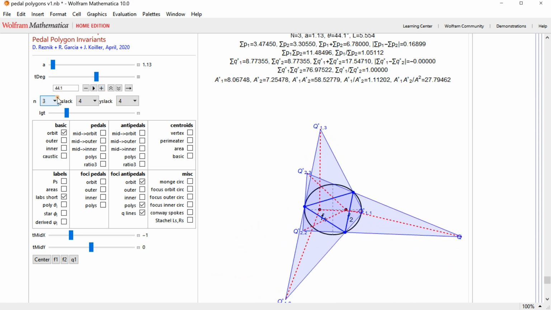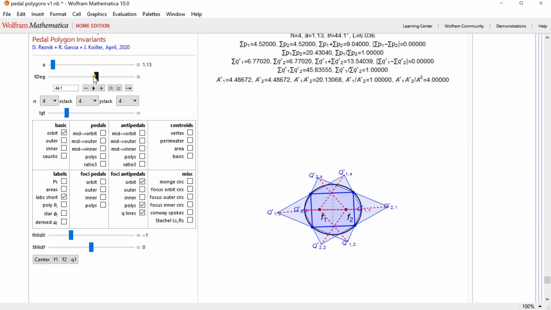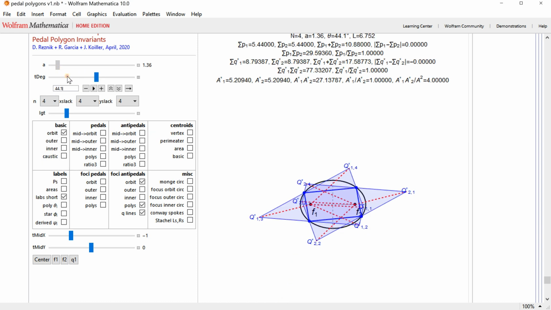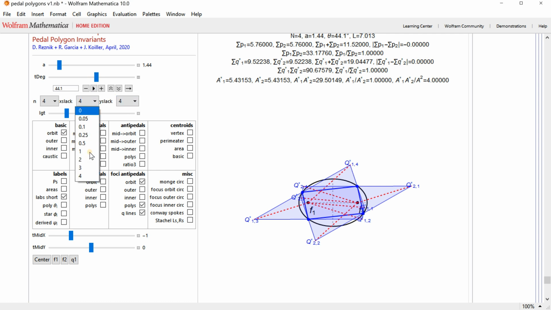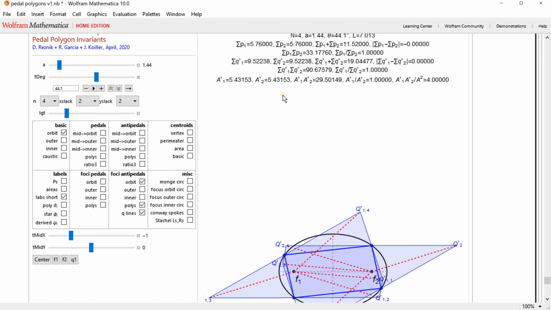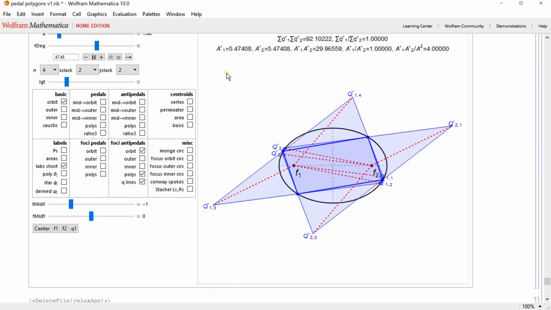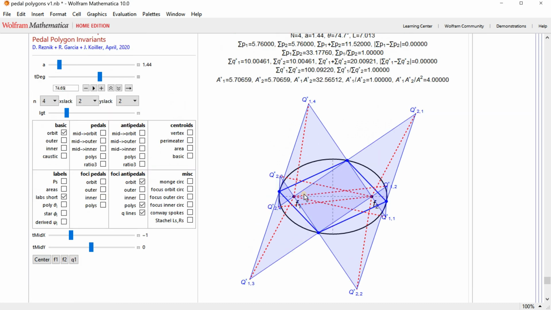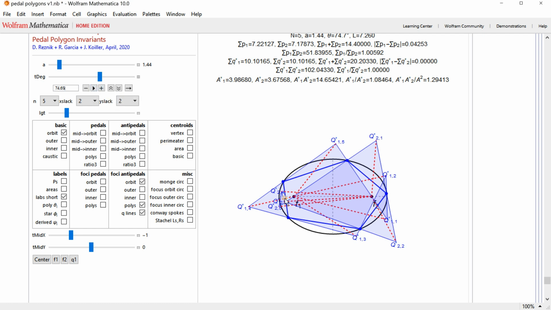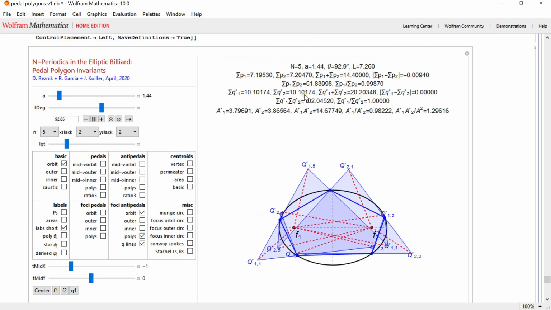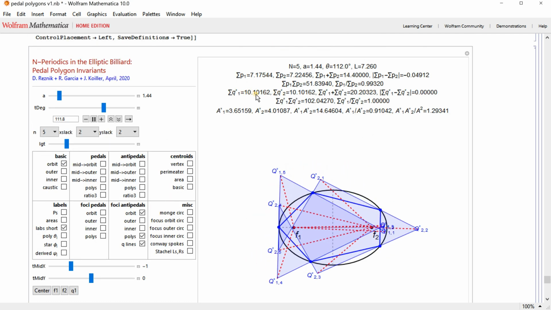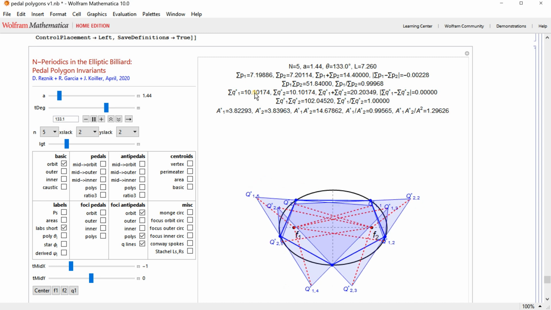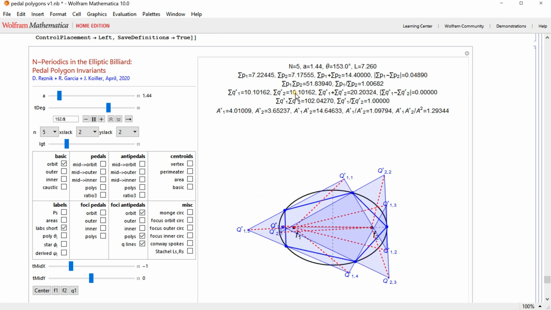If I go to n equals 4, you get symmetric. So I've been avoiding talking about the even-sided periodics, because the two polygons are symmetric, so they're similar, even though they have self-intersections. This is not as interesting, but what's interesting is when you have an odd number, and you can see here the polygons are completely dissimilar, and you get this sum of distances from one focus to the antipedal vertices equal to the sum from the other focus to the antipedal vertices.